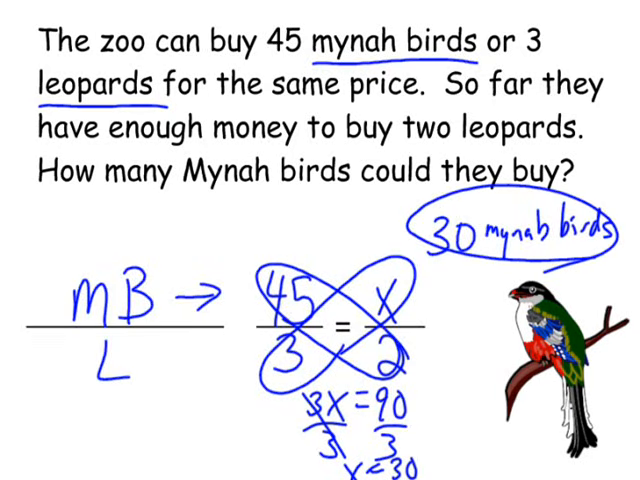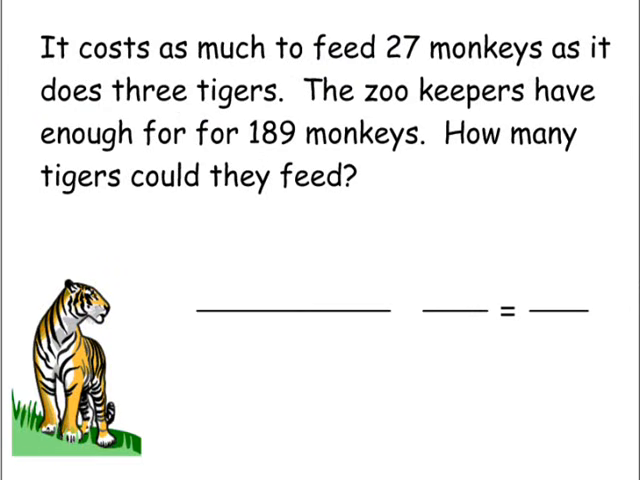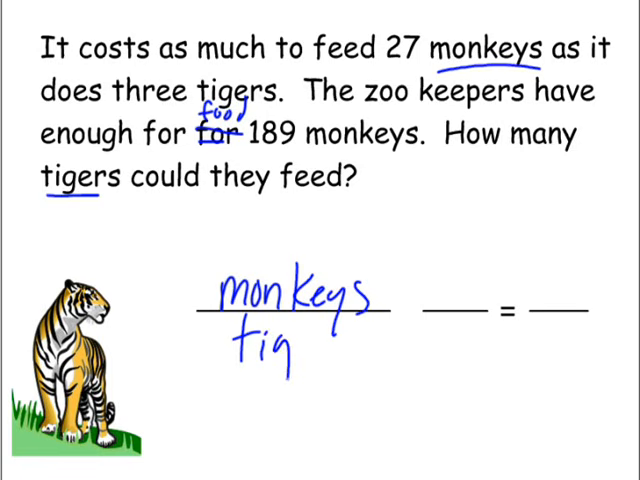Okay, let's try another one. It costs as much to feed 27 monkeys as it does 3 tigers. The zookeepers have enough food for 189, this should say food, have enough food for 189 monkeys. How many tigers could they feed? Well, you're comparing two things, monkeys and tigers. So it doesn't matter which one I put on top. I'm going to put monkeys on top. I'm going to put tigers on the bottom.